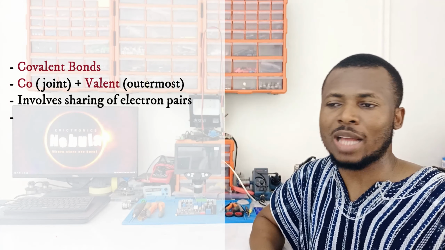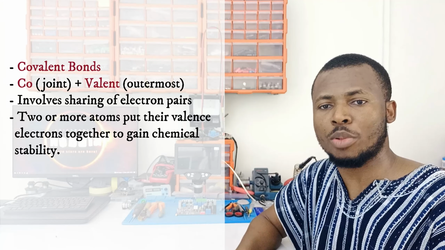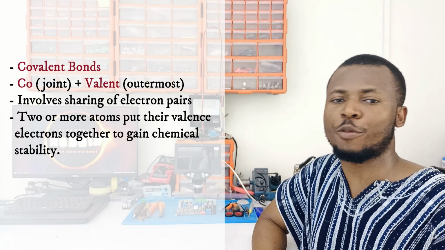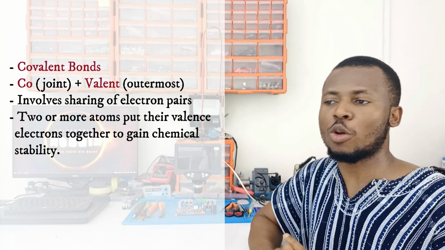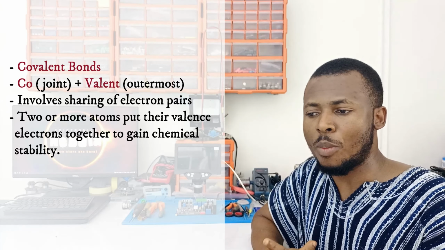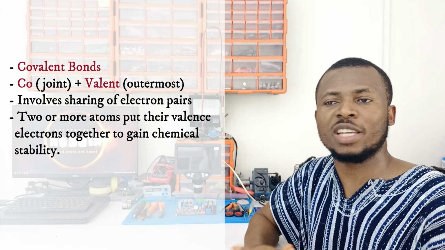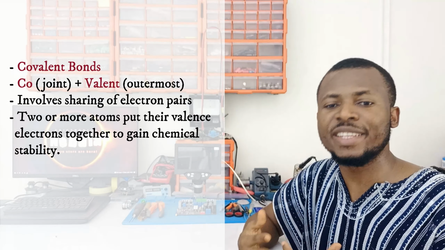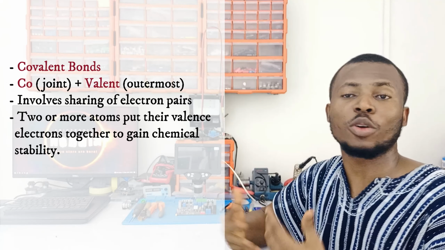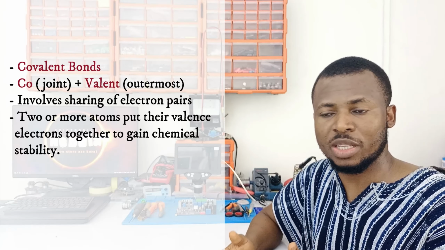Covalent bonds take on a different form. It involves sharing of what we call electron pairs. Now, in a covalent bond, two or more adjacent atoms may pair up their valence electrons to create 8 valence electrons for each of them. This results in a state of chemical stability.